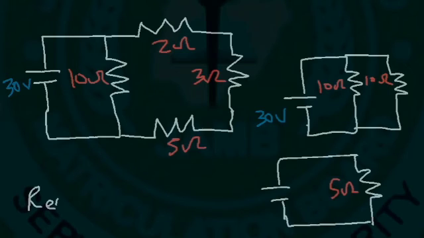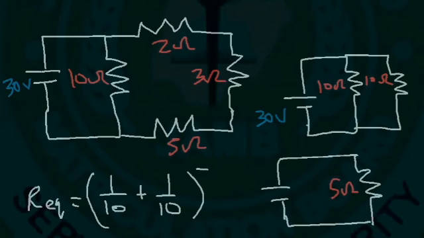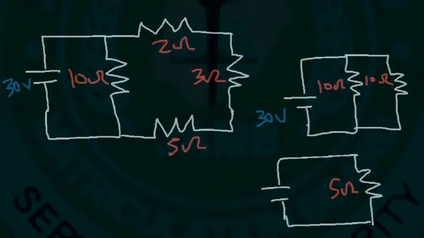And you can use the equation Req is equal to 1 over R1 plus 1 over R2, raised to the negative 1. 1 over 10 plus 1 over 10 is 2 over 10. 2 over 10 raised to the negative 1, you flip the fraction, is 10 over 2. 10 divided by 2 is 5. So if you have two resistors in parallel, if they share the same value, the equivalent resistance is half of one of those resistors. So now we can find the total current that flows through the circuit. 30 divided by 5 is 6. So 6 amps of current leaves the battery.